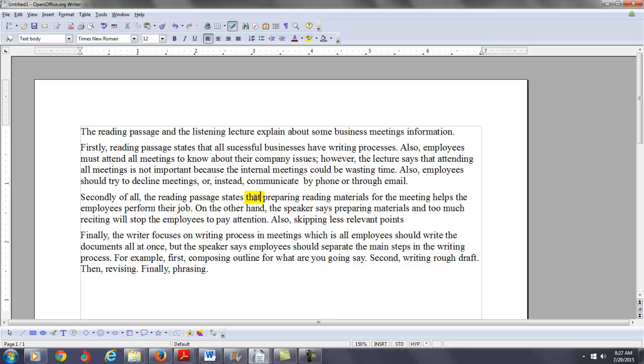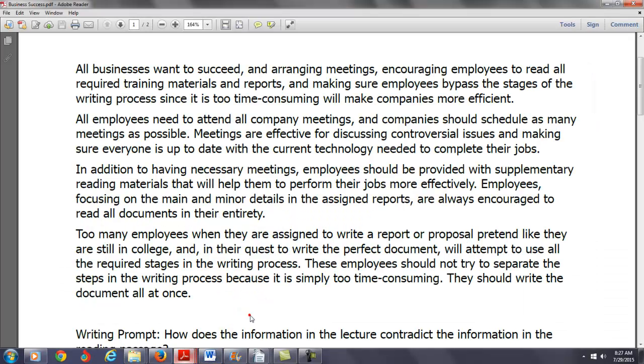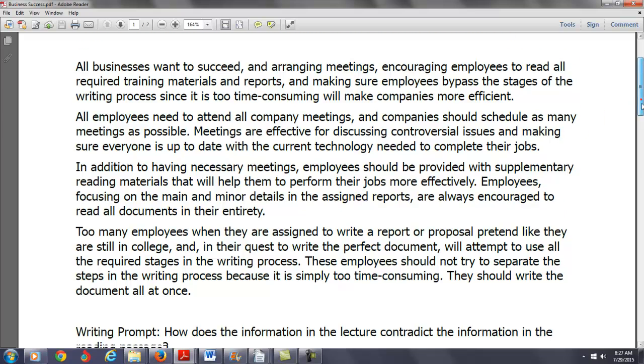You see, on the other hand, the speaker says preparing materials and too much reciting will stop the employees to pay attention. Also, skipping less relevant points. So you didn't really finish this idea. So what are you trying to say here? So let's go back to the reading passage. So it says, or actually the lecture here.